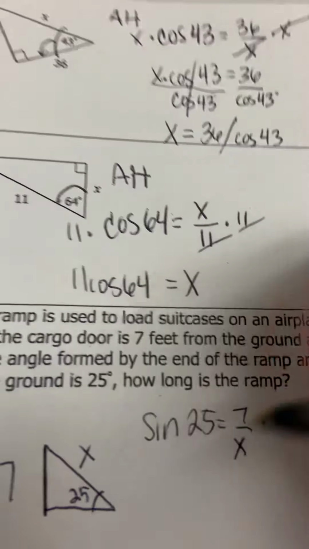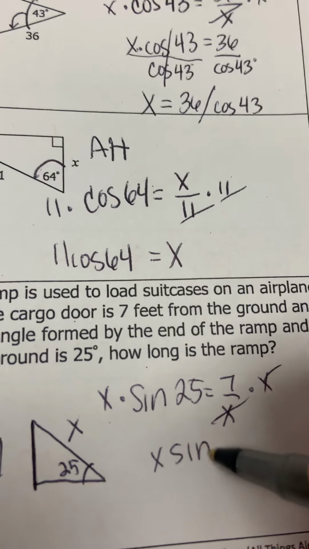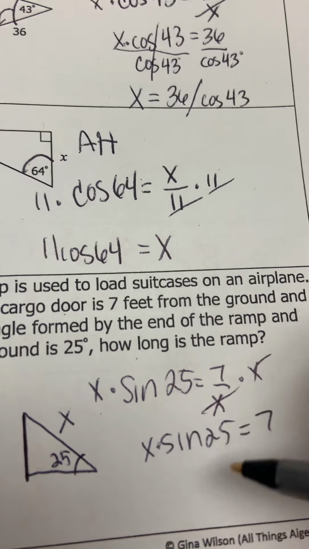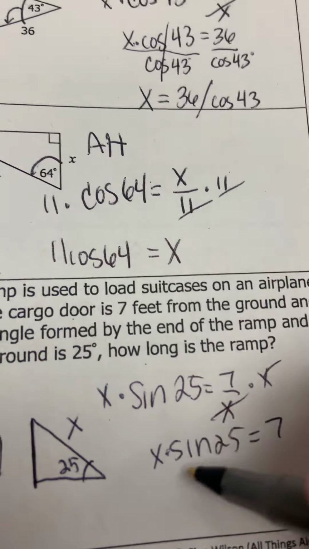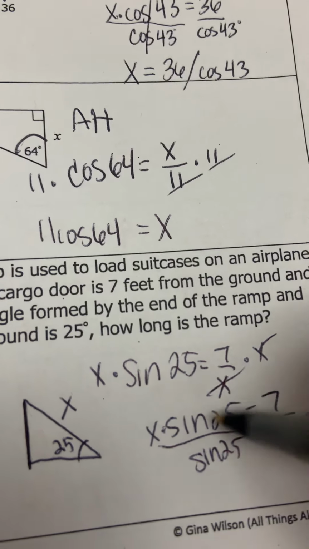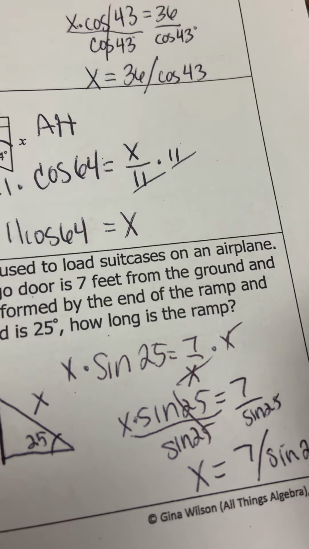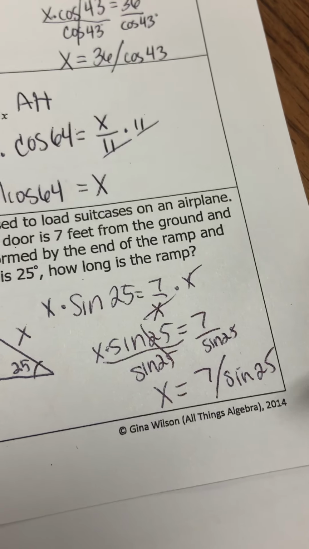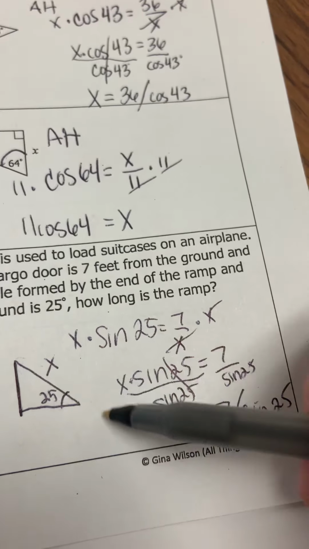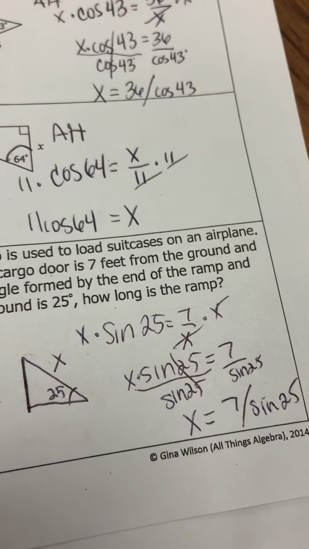Then I'm going to multiply by x on each side. So I have x sine of 25 equals 7. And since my x is on the left and is being multiplied by sine of 25, I'm going to divide by sine of 25. So x equals 7 divided by the sine of 25. And you're going to get an answer for that, obviously. And that will tell you how long this ramp is.